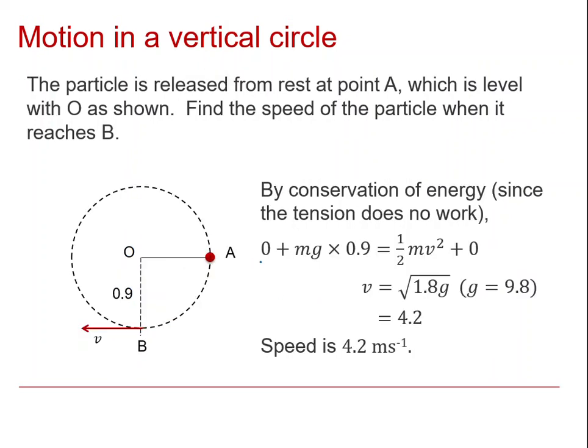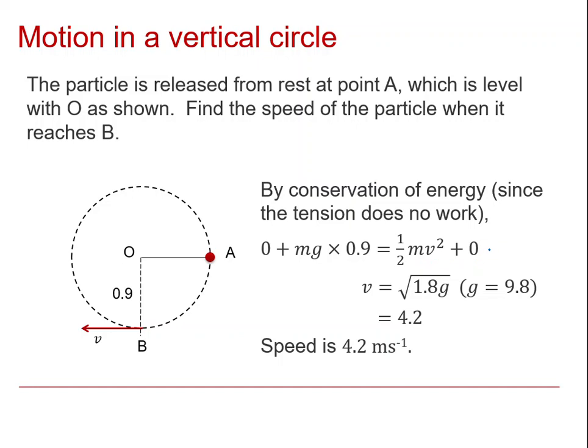We can say that for the usual energy balance, initially there's no kinetic energy, because it starts from rest. And if we take the zero as at B for potential energy, we look at the height lost, which is the 0.9 times the mg as usual. On the other hand, at the bottom, B, there'll be zero potential energy, but by that time it will have acquired kinetic energy, half mv squared, and v is what we're trying to find.